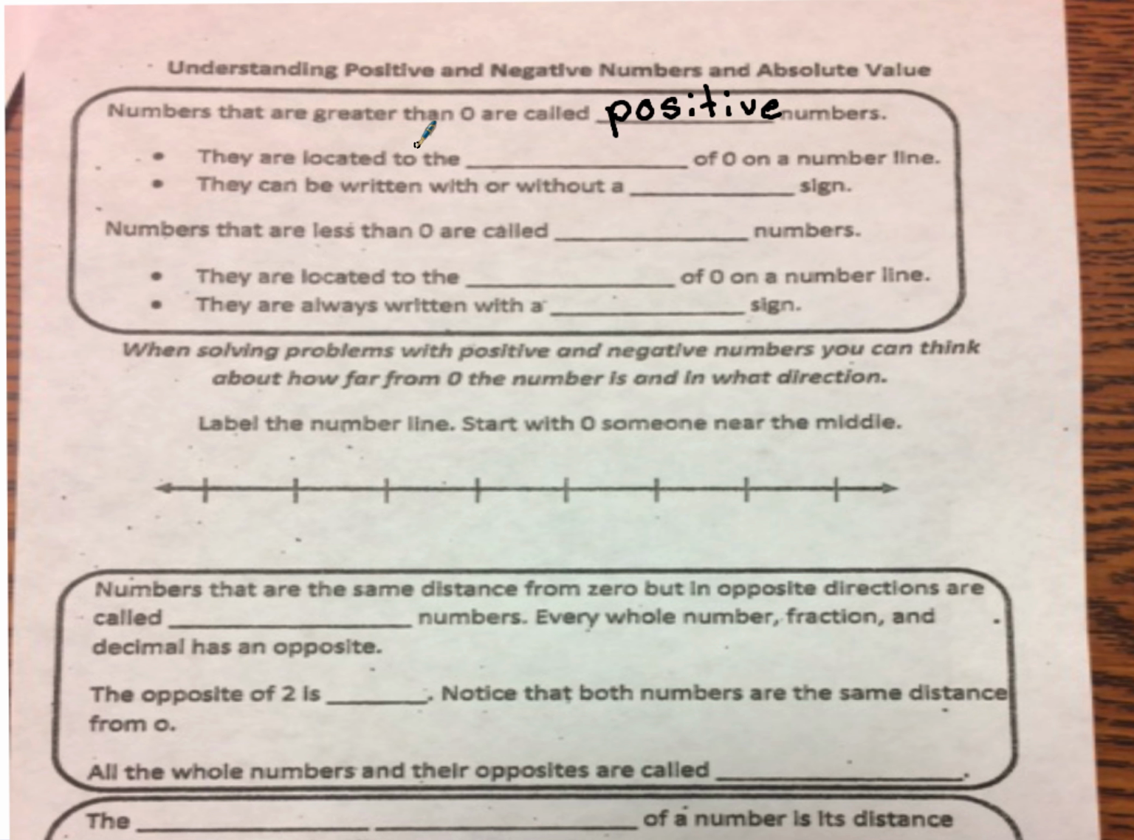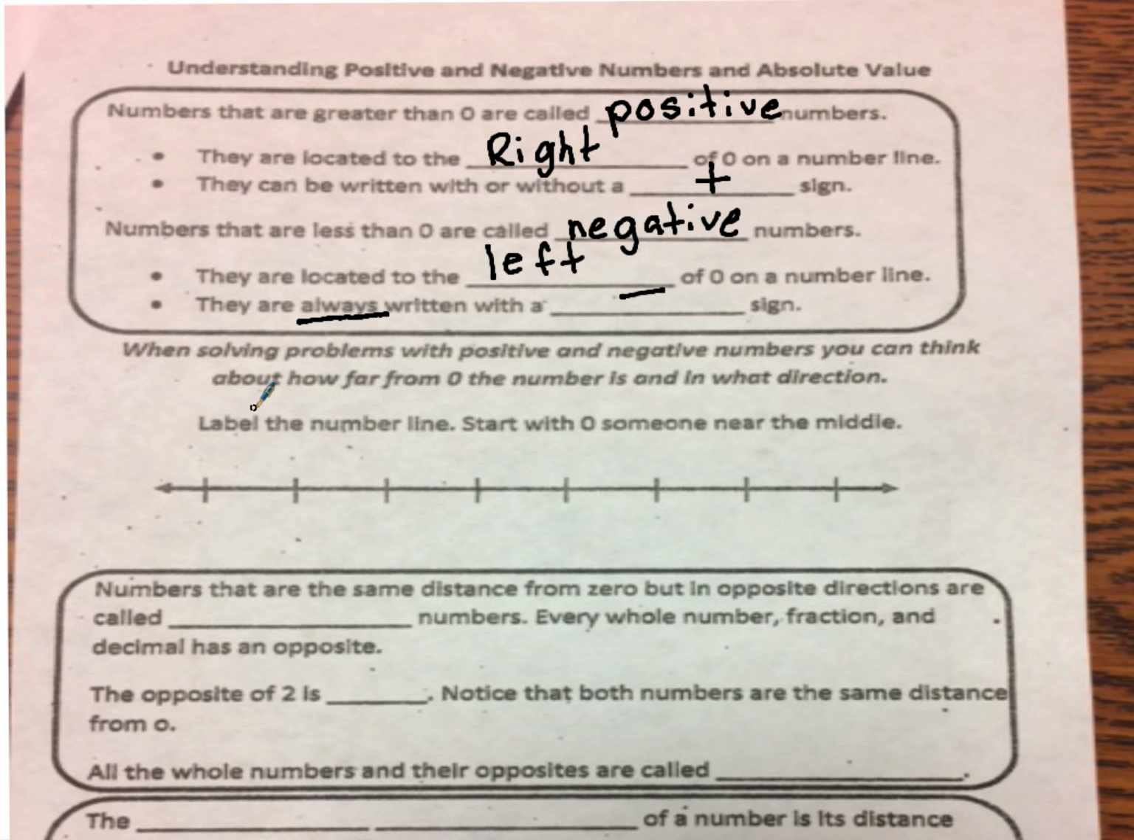Okay, they are located to the right of 0 on a number line, and they can be written with or without a positive sign. So this should just be a quick review from the previous slide. All right, so the next one, it says numbers that are less than 0 are called negative numbers, and they are located to the left of 0 on a number line, and they are always, so please make sure you underline the word always, written with a negative sign.